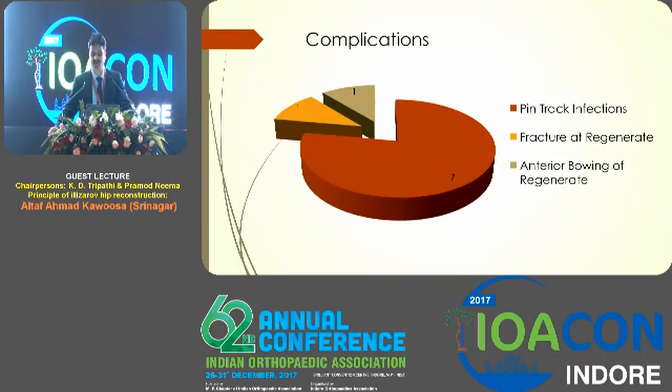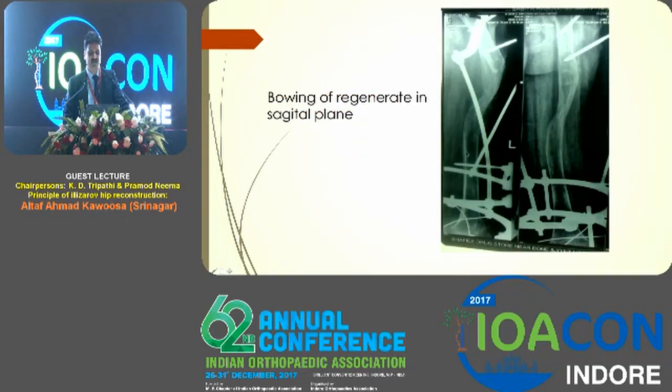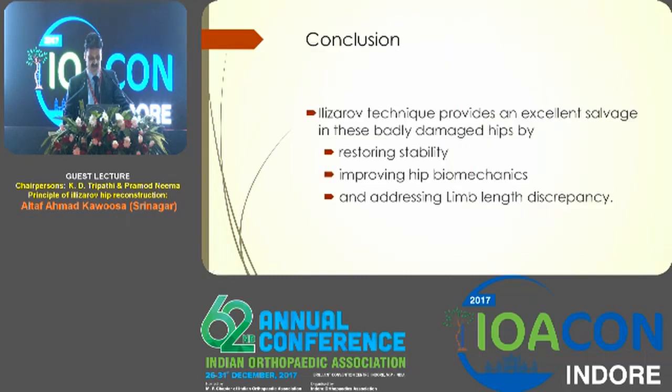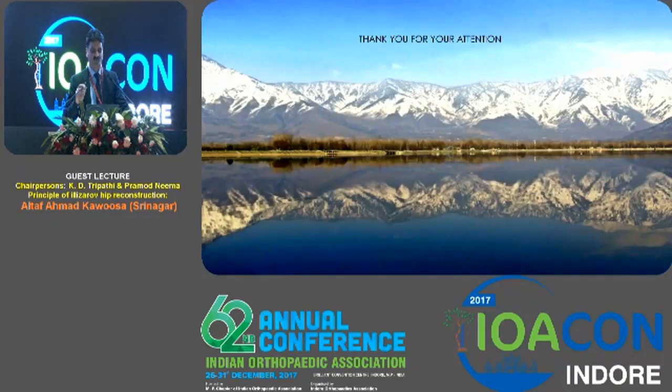We had some complications. These are very common, but they are not bothersome, can be managed easily. We had 1 fracture at the regenerate, and we had 1 case of an anterior bowing in a patient with massive lengthening. This is the regenerate that was bowed in the anterior-sagittal plane. We conclude, this technique provides an excellent salvage in these badly damaged hips by restoring stability, improving hip biomechanics, and addressing limb length discrepancy.